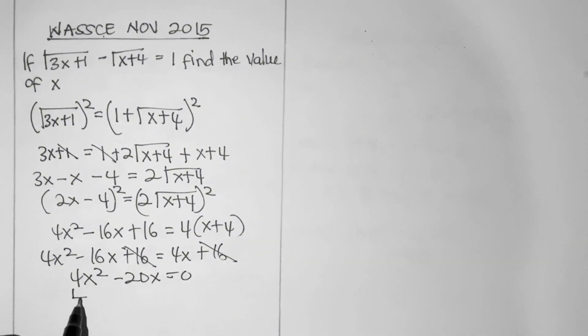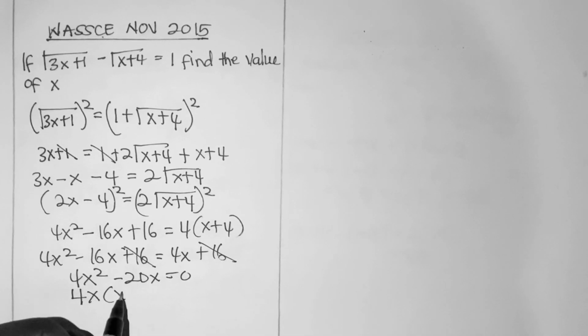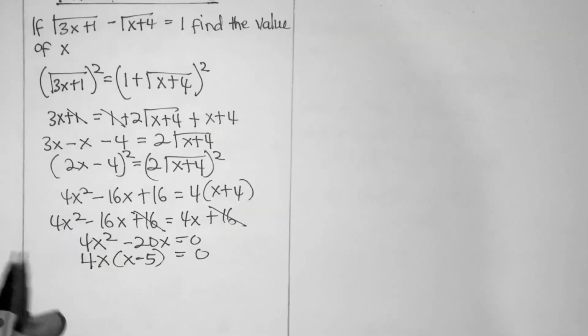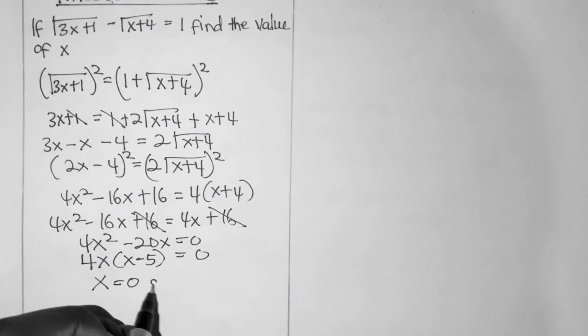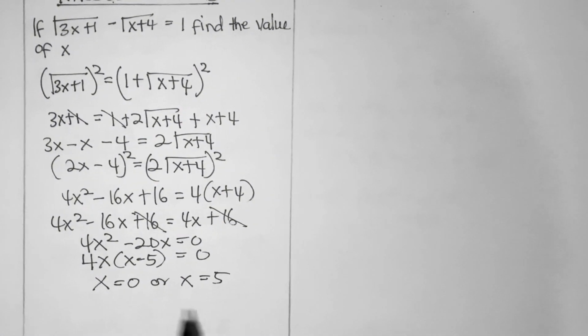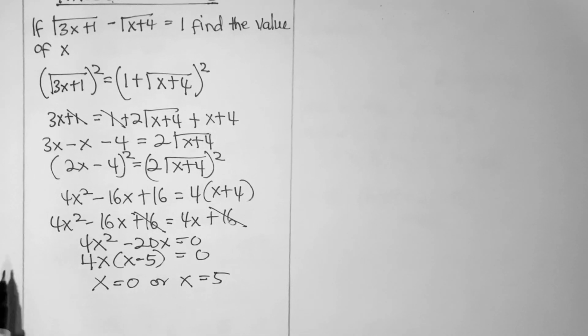So we can factorize 4x out. So we are left with x minus 5 equals 0. So there are two values of x. It's either x is equal to 0 or x is equal to 5. Now we need to test these values of x and see the true solution of x.